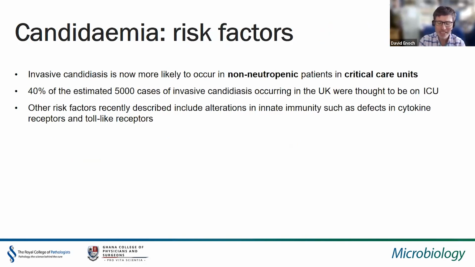In terms of risk factors, traditionally it's been neutropenic patients with cancer or leukemia, but now actually the incidence predominantly is affecting critical care patients on intensive care units. And in the UK, about 40% of cases are on intensive care units. And there are also new risk factors that are emerging all the time, like defects in toll-like receptors and the like.